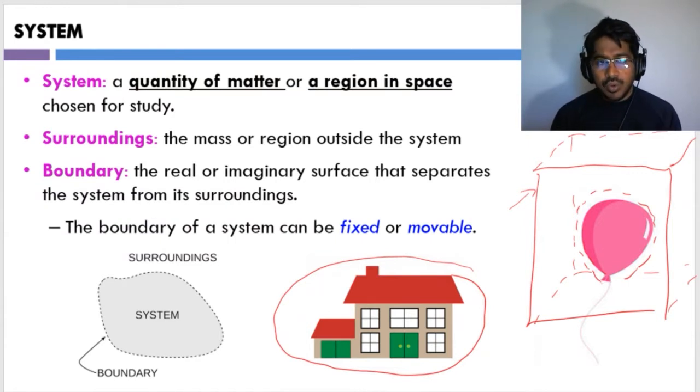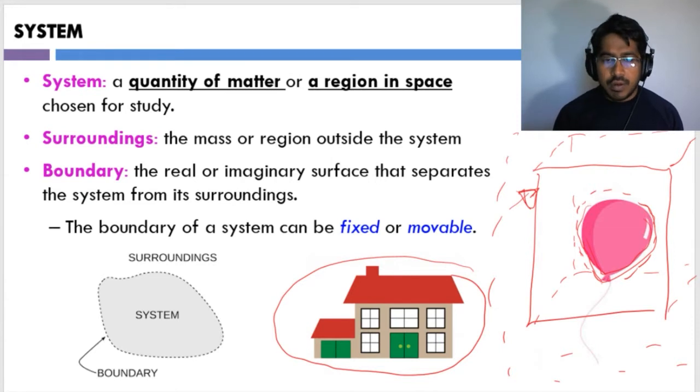Okay, so the surroundings is not as hard to understand. Surrounding is the mass or region outside the system. So basically anything outside our interested region is surrounding. If we take our cube as the system boundary, like here, anything outside is going to be our surrounding. If we consider our balloon surface as our system boundary, anything outside that is going to be our surrounding. In the case of the building, the outer atmosphere is our surrounding.